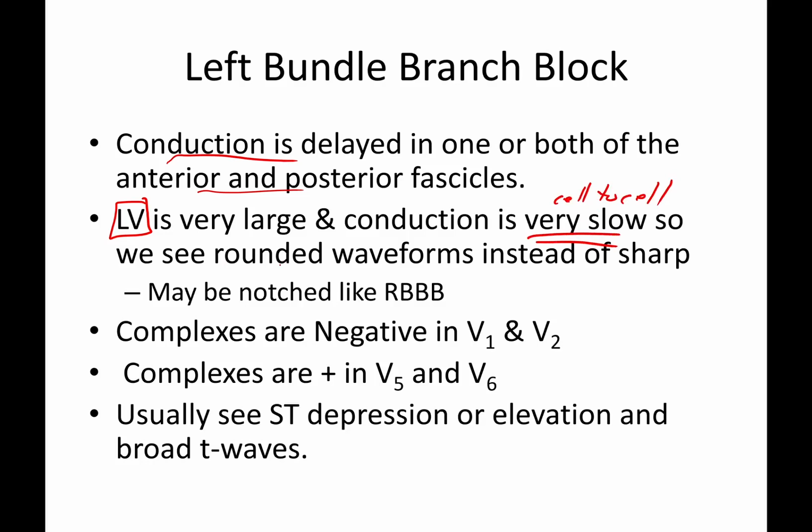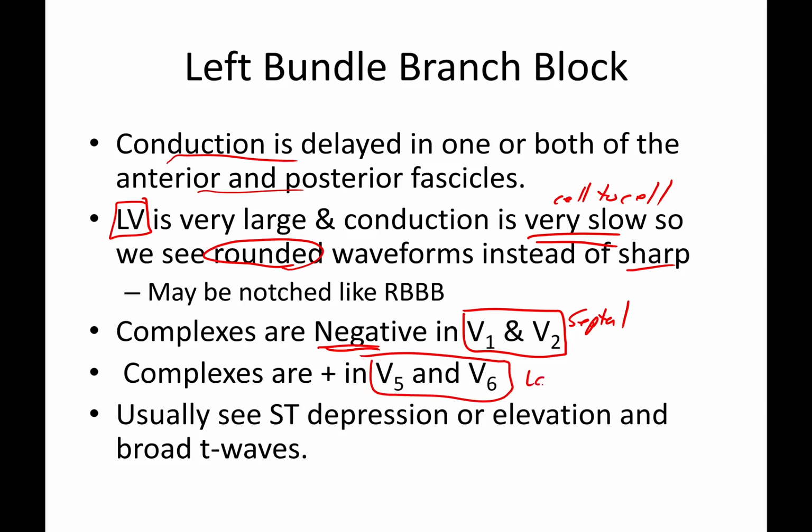And because of that, you get these rounded waveforms instead of sharp ones that you would see with a right-sided bundle branch block. You might see some notching, but overall it's going to be rounded versus sharp. And I'll show you some pictures of that going forward. The nice thing is we are going to be focusing in the same areas, where it's the V1 and V2 for septal. And in this case, they're actually going to be negative rather than positive that we were just seeing. And then your complexes in V5 and V6, which are lateral. And you can include lead number 1 too. Lead number 1 as well in this whole consideration. And that one's going to be positive.